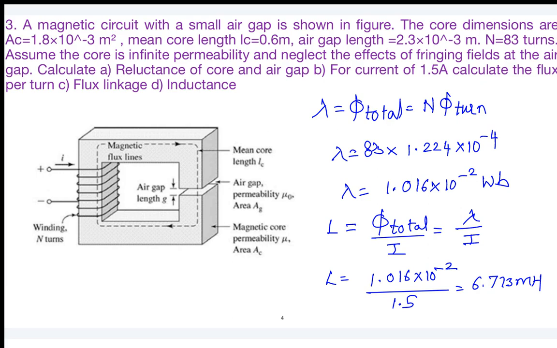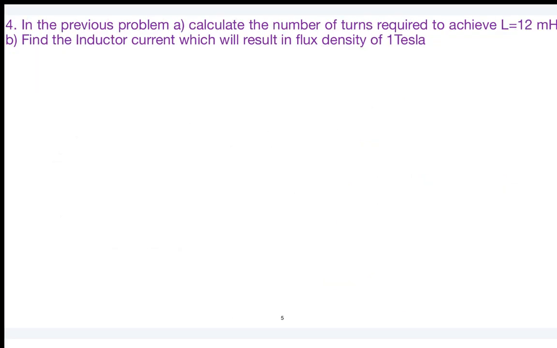Okay. We'll go to the next problem then. Consider the same previous circuit only. The circuit remains the same as the previous. Then calculate the number of turns required to achieve an inductance of 12 millihenry. And the next question is, find the inductor current which will result in a flux density of 1 Tesla. So consider the same specifications as the previous circuit and calculate how many windings are required to achieve 12 millihenry inductance, and then find the inductor current which will result in a flux density of 1 Tesla.